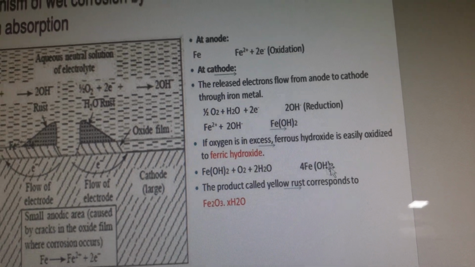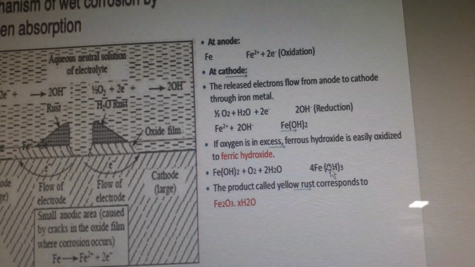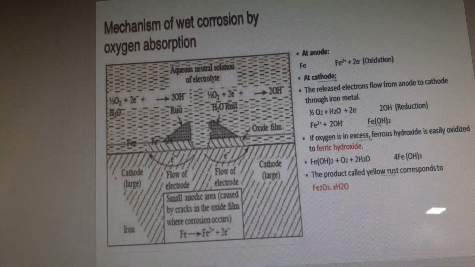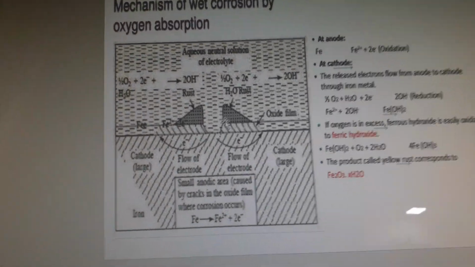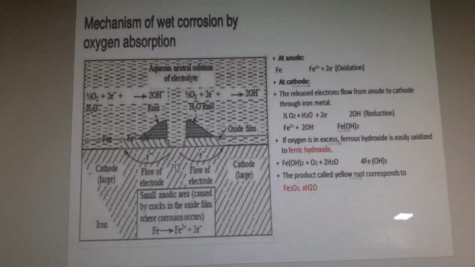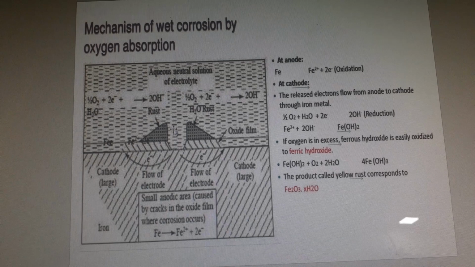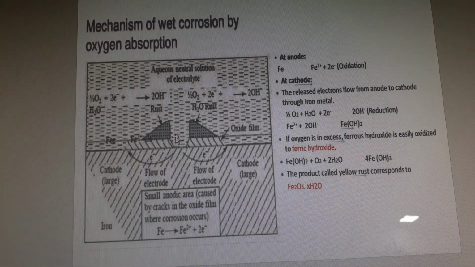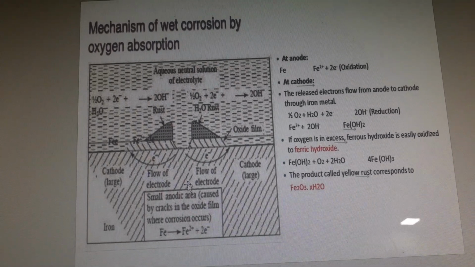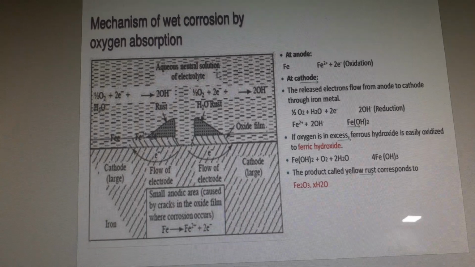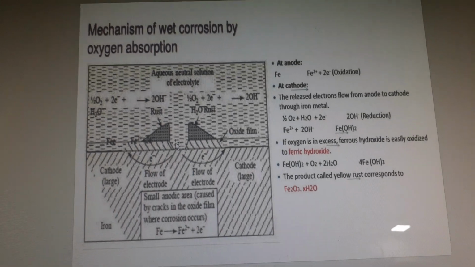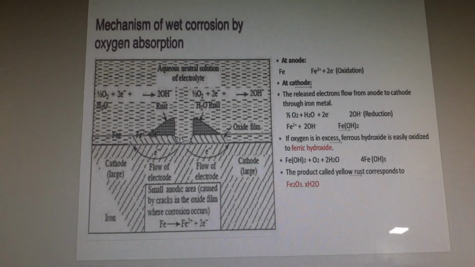Because of the formation of this yellow rust, corrosion takes place, and this film of rust gets completed. So this is how the mechanism of corrosion takes place when a crack forms, or we can say when the stable film breaks in between, and the oxygen of the environment penetrates where the aqueous neutral electrolyte solution is present. Then the corrosion takes place by this method.